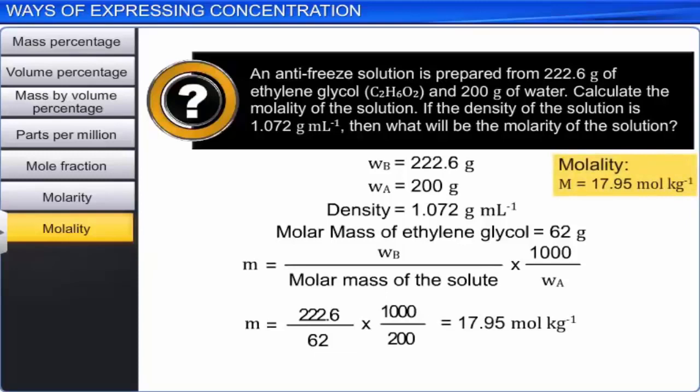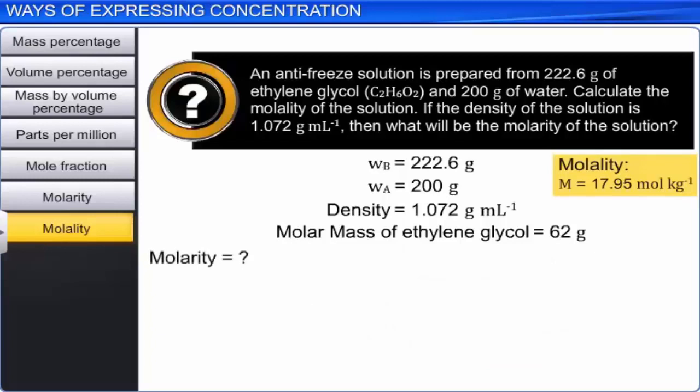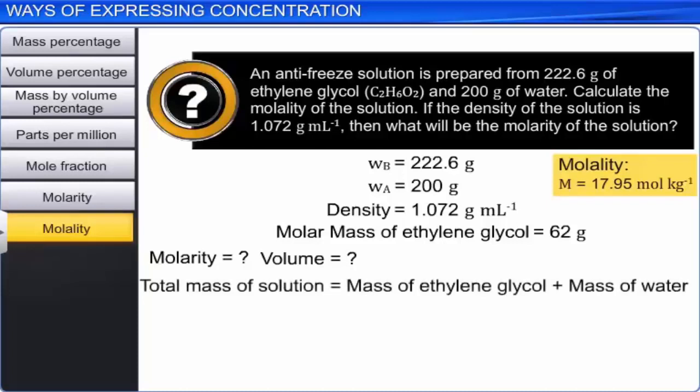Next, let us find the molarity of this solution. You will have to calculate the volume of the solution since molarity takes that into account. The total mass of the solution is the sum of the mass of ethylene glycol and the mass of water. That is, 222.6 grams plus 200 grams, which is equal to 422.6 grams. Using the value of density of the solution, which is 1.072 grams per milliliter, you can calculate the volume of the solution.